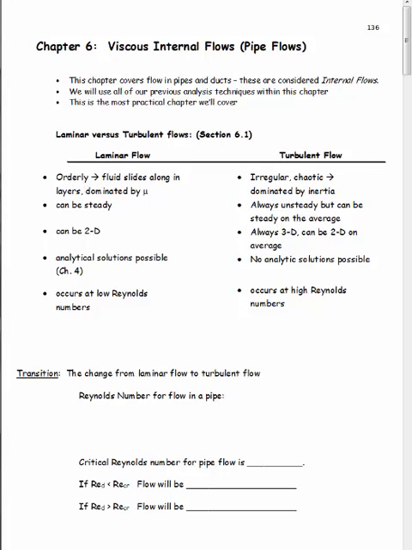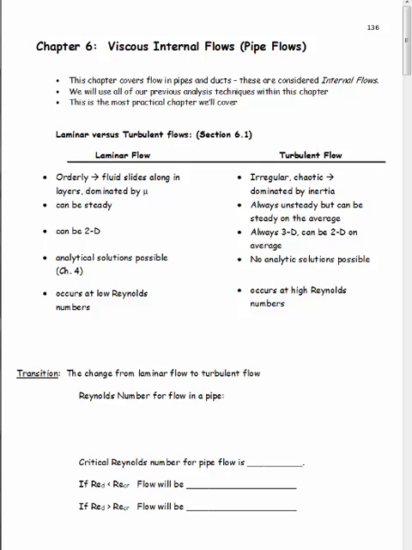So welcome to Chapter 6, which is mainly about pipe flows. By way of introduction, let's get started with laminar versus turbulent flow. Laminar flow, again, is the very smooth flow. We could do analytical Navier-Stokes types of solutions if it's a simple geometry, it could be 2D, it can be steady. Again, it's that nice, smooth flow, and that occurs at low Reynolds numbers.